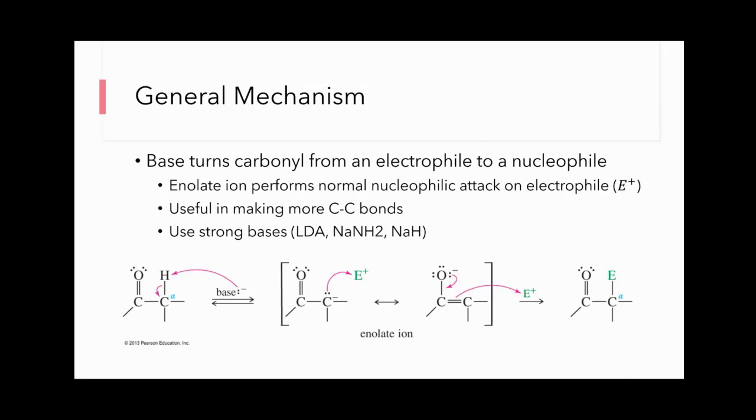So how do you get that negative charge? To get a negative charge, you react it with a base. The base will take that hydrogen away, and then you get that anion. For a lot of these reactions in the later slides, this ion does a nucleophilic attack, whether it be SN1 or SN2, and basically forms a bond with the electrophile.